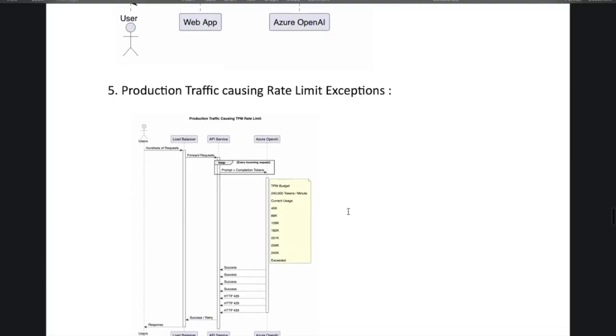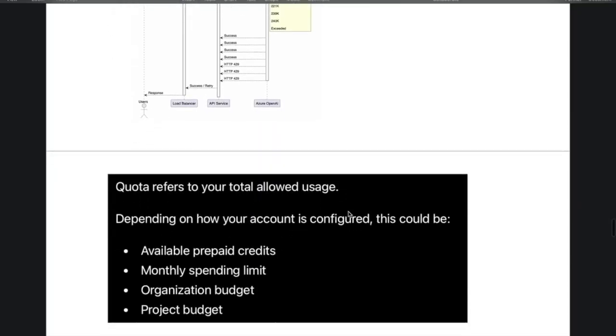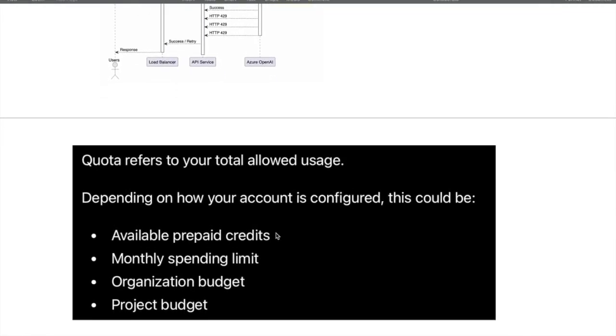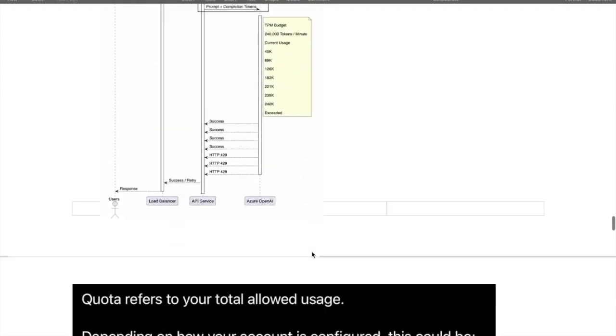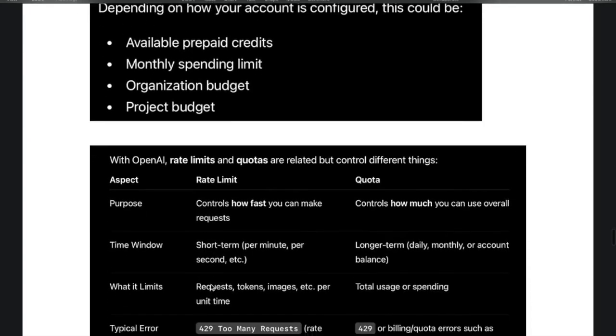So now we have gone over the definitions of TPM and RPM. We have seen real-time production traffic examples as well. Now we'll understand quotas. What are quotas? Quota refers to your total allowed usage. Depending on how your account is configured, this could be available prepaid credits, monthly spending limit, or your organization budget or your project budget. On the basis of that, you have a maximum assigned quota. So that's called quota.